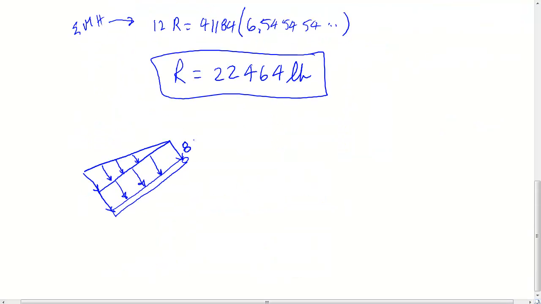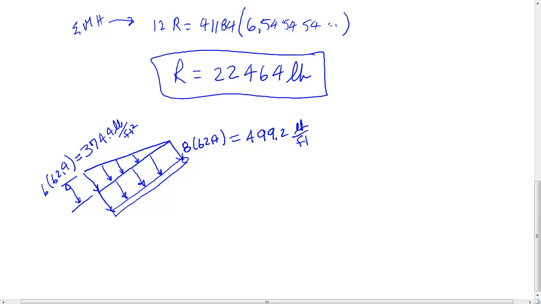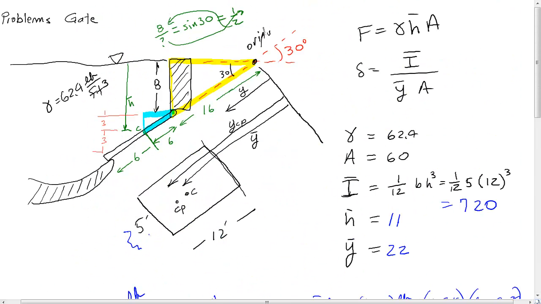So it's 8 times 62.4, and this distance is 6 times 62.4. Or 374.4 pounds per foot squared. This is 499.2 pounds per foot squared. We have to remember that the gate itself is 5 foot into the page. Here's your 5 foot right there.